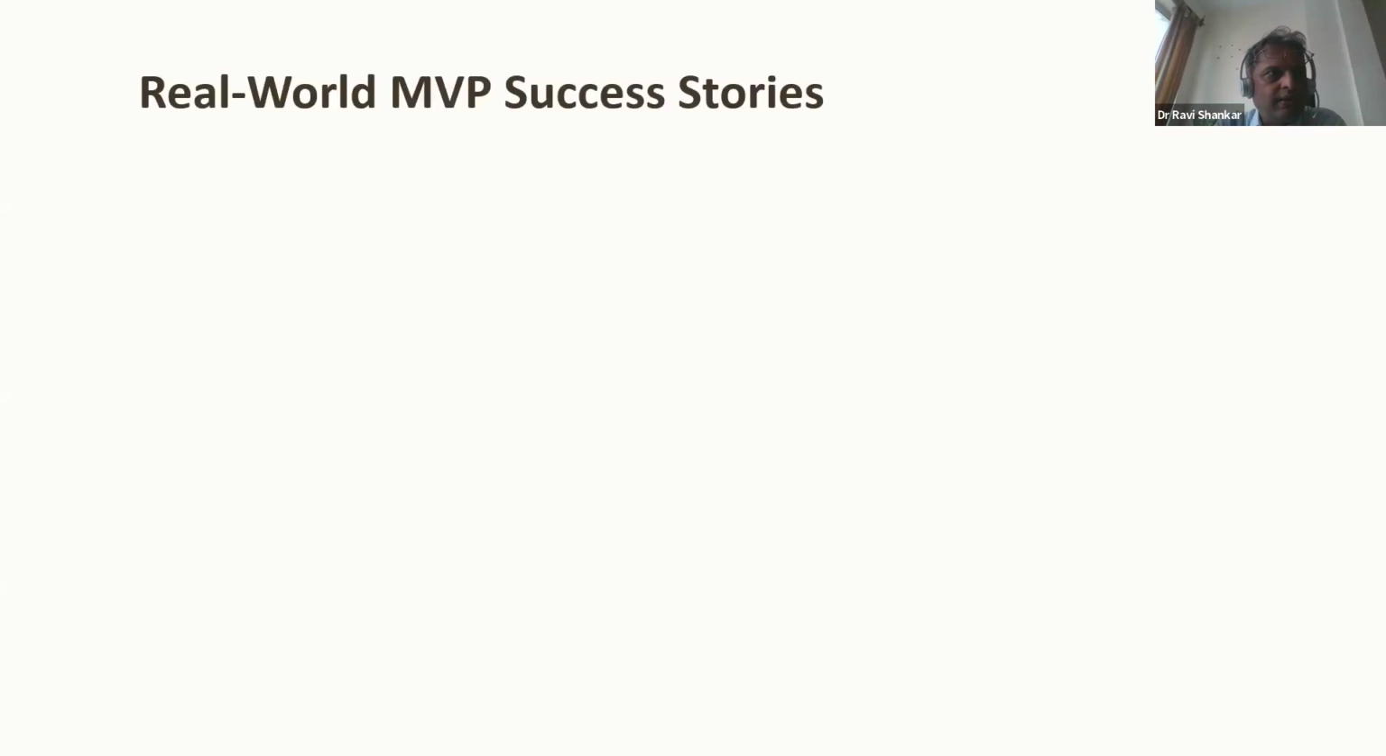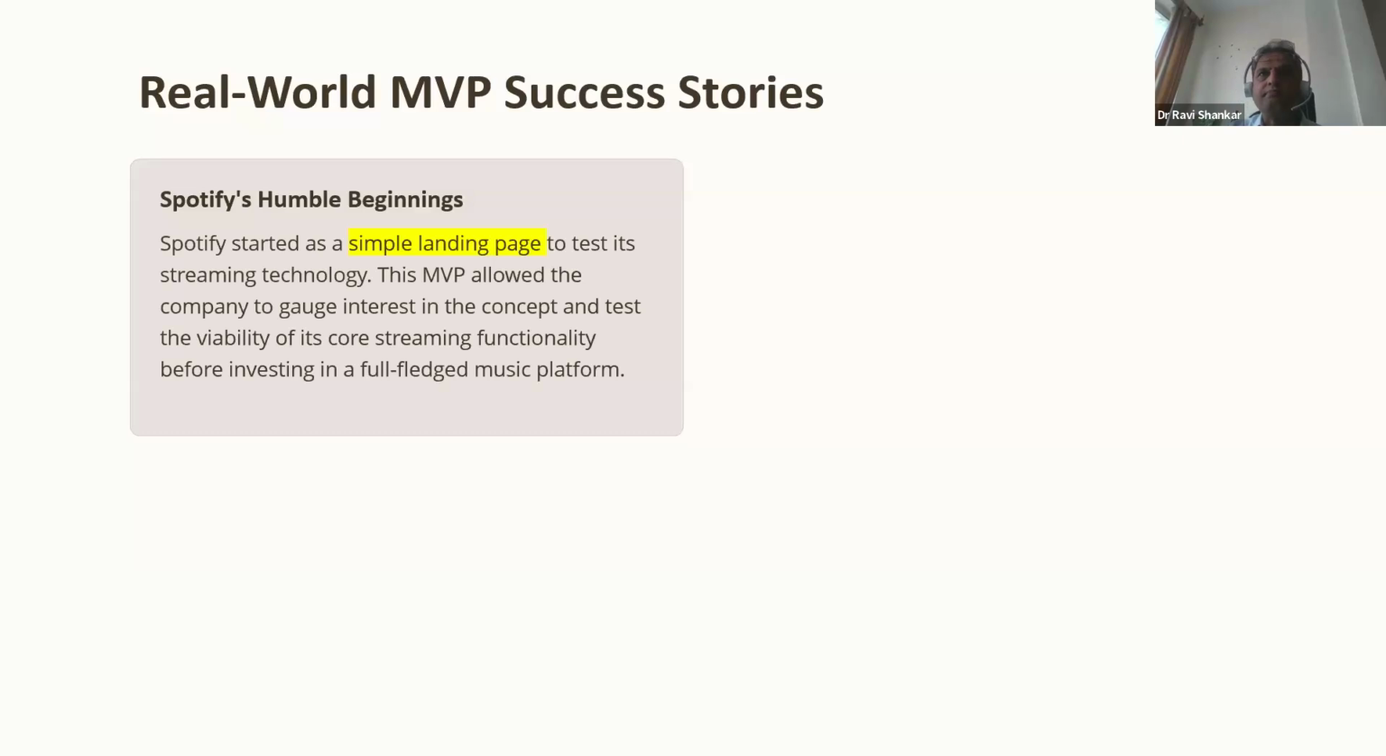I'm a great believer in sharing real world examples because when you look at a real example, you can easily understand the intuition behind the concept being driven home. So we'll take four. I have many more, but let's start with Spotify. Spotify started in a very no-frills, plain vanilla mode. They started as a simple landing page, one single web page, to test streaming technologies. That was their MVP. Today, they are what they are because of this MVP.